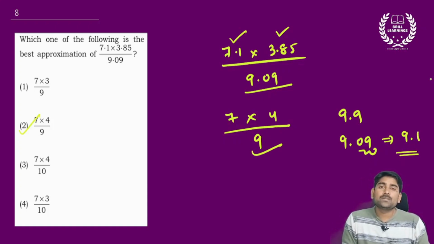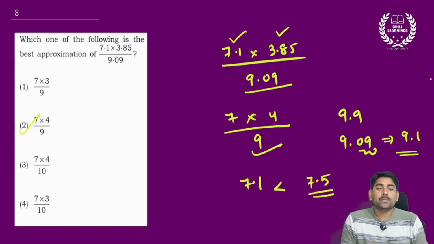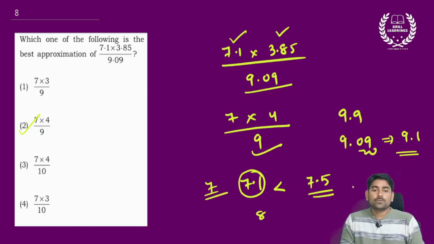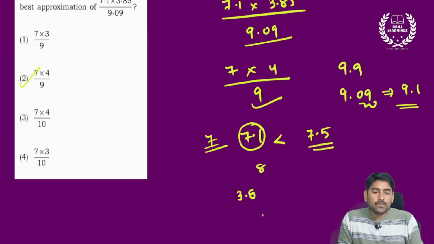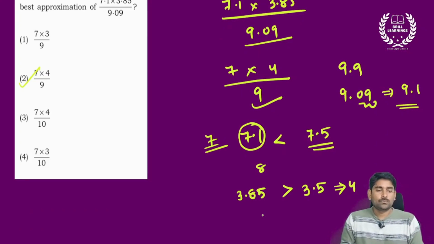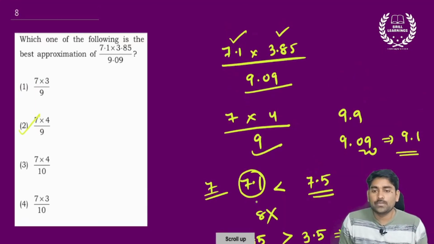Whenever the fraction part of any number is less than 0.5, then round that value to the nearest integer which is less than that number. For example, we have in this case 7.1. 7.1 is less than 7.5. That means we have to round this value to 7 only, not 8. Likewise 3.85 is greater than 3.5, that means we round to 4 but not 3. Okay, here also we should not round the 7.1 to 8. Okay, let's move on to the next question.